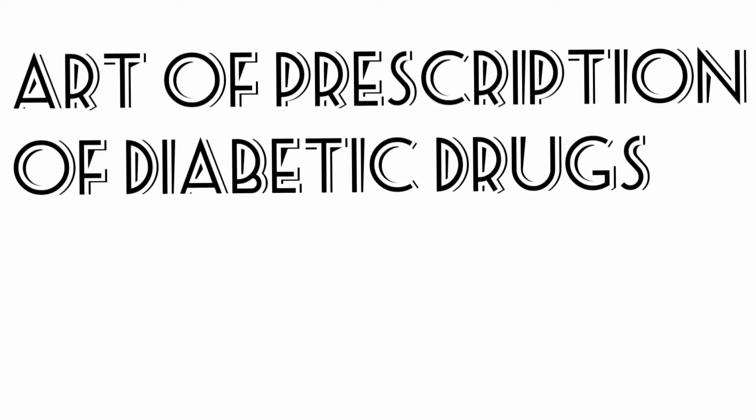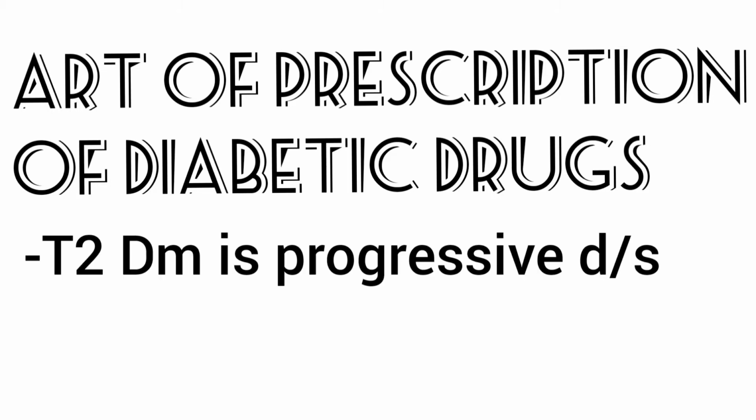So the basic concept that revolves around prescription of anti-diabetic drugs is that type 2 diabetes mellitus is a progressive disease. Over time there is a worsening of beta cell function. As a result, most people will not be able to achieve adequate glucose control with one agent alone.